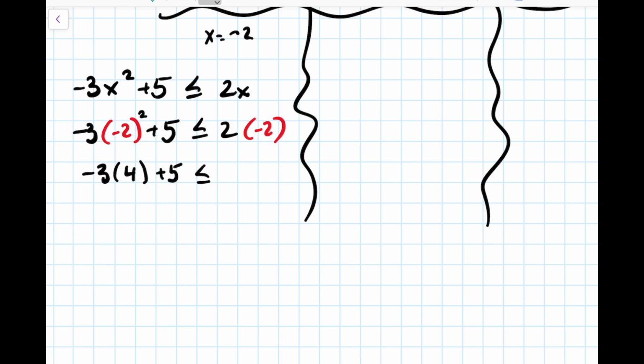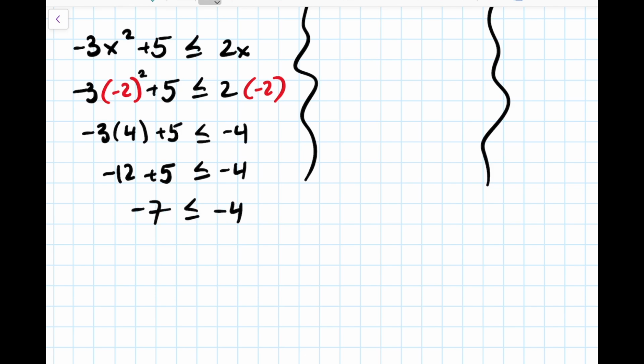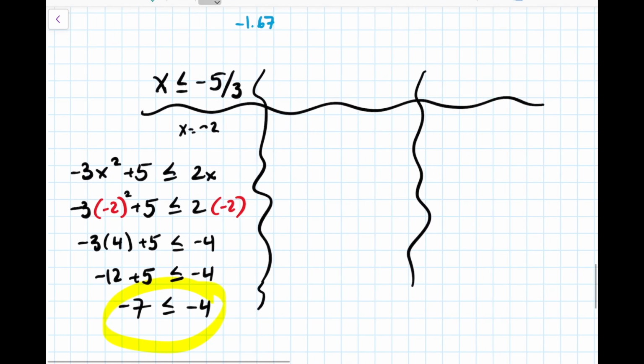And 2 times negative 2 is negative 4. Remember, we're not solving, so we're not moving things back and forth here. We're just simplifying. So negative 3 times 4 is negative 12, and negative 12 plus 5 is negative 7. And hey, negative 7 is less than 4, so that's good. We like that. So we move on to our next point.